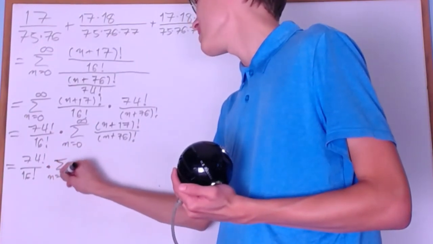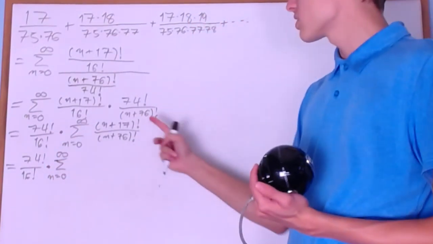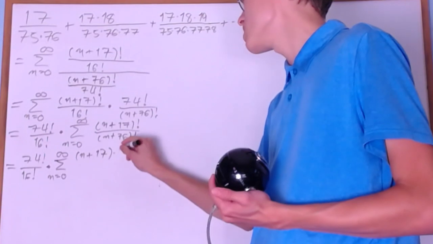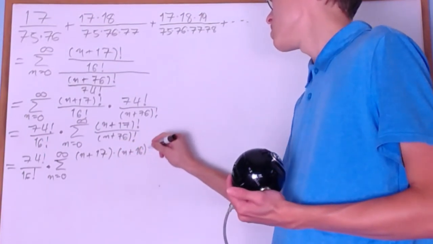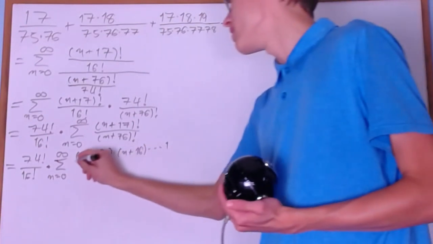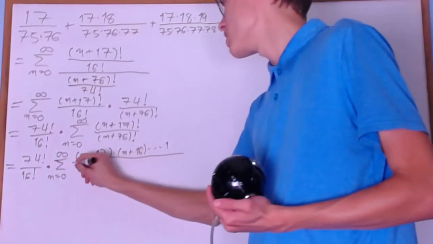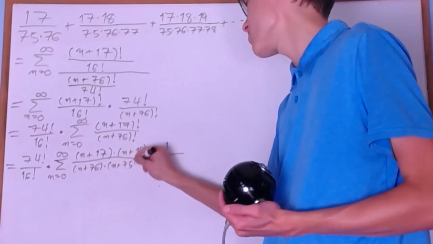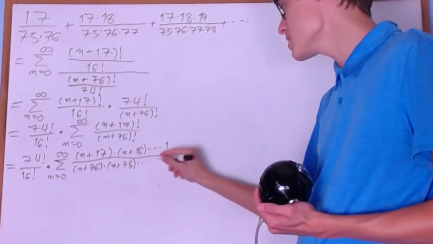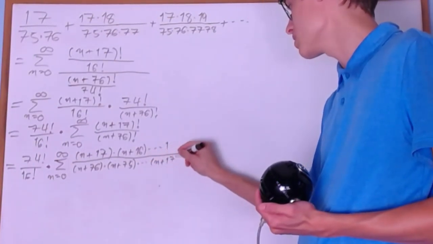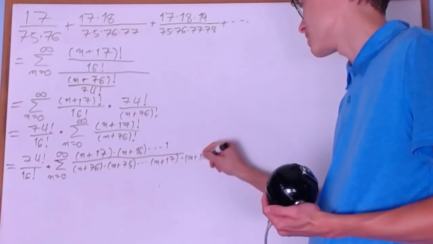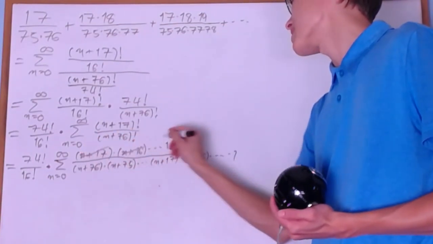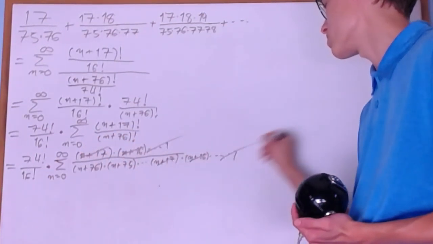Okay, the sum from n equals 0 to infinity of, let's just go ahead and write each of these out individually. So n plus 17 times n plus 16, multiplied all the way down until 1. And then all of that is over n plus 76 times n plus 75, all the way down, and then eventually we will reach n plus 17 times n plus 16 times all the way down into 1, and then you see we cancel all of these out with each other.